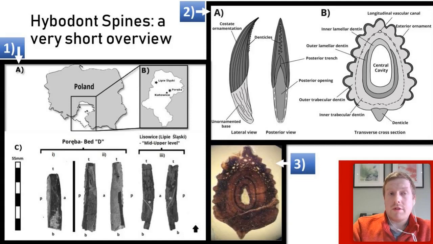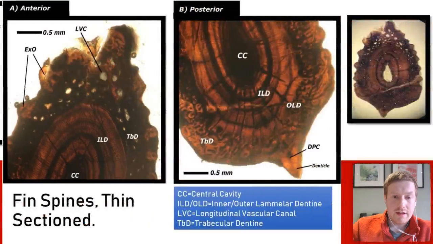Beyond the fact that they are hybodont spines and they feature the classical hybodontiform features, we can't identify them to any extent, say, to the species or generic level, as this is impossible without the teeth. But if this is all that we can really say for the morphology, what about for the histology? Well, to examine that, I took a transverse thin section from the tip of one of the spines from the Poręba beds, which you can see here.